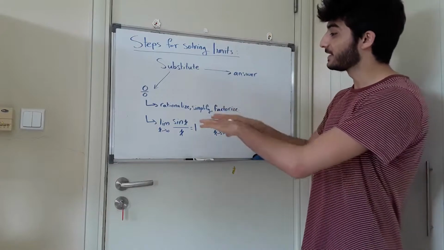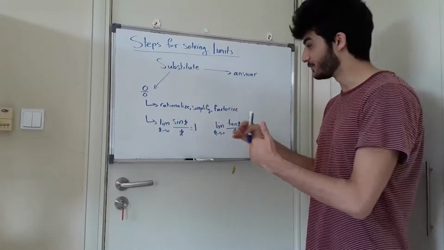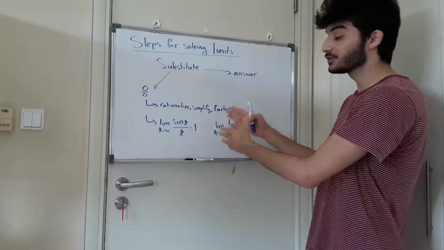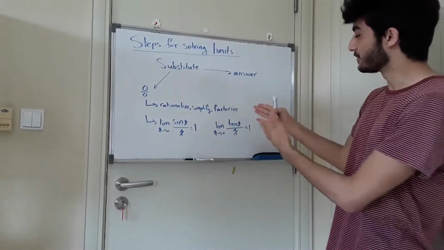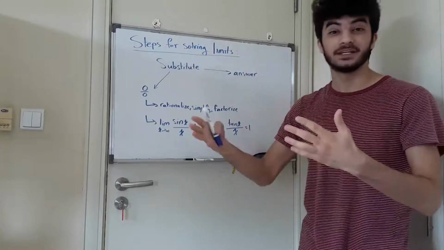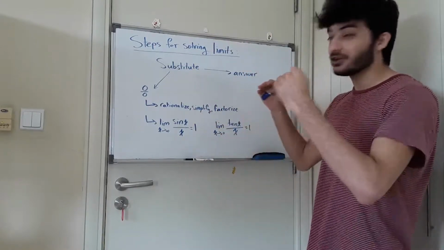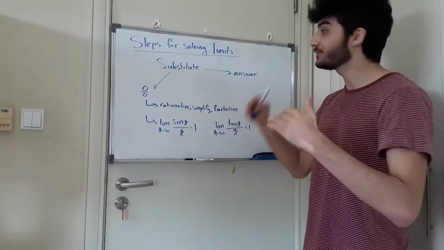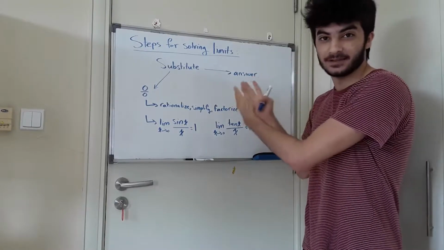And then if they give you the limit as x approaches 0 of sine x over x, it is going to be equal to 1. And the same thing for tan x over x. Now if you substitute and you get an answer like 3 or 7, something that does not have 0 in the denominator, then you can use that as your final answer.